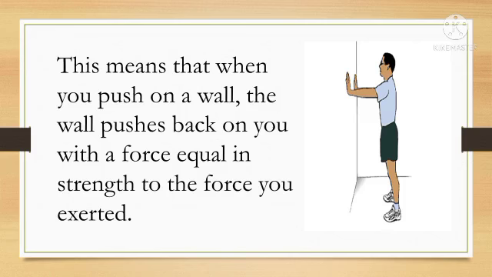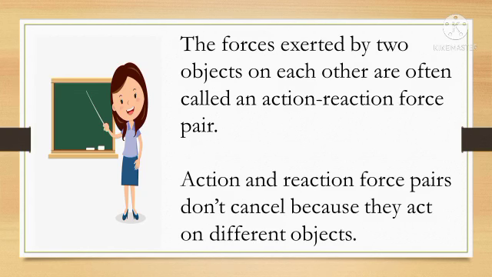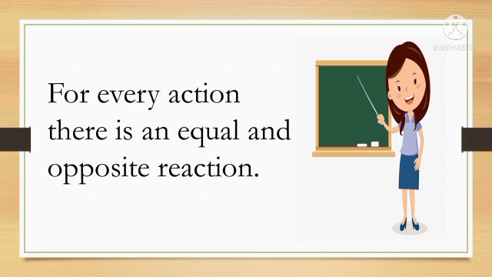This means that when you push on a wall, the wall pushes back on you with a force equal in strength to the force you exerted. The forces exerted by two objects on each other are often called an action-reaction force pair. Action and reaction force pairs don't cancel because they act on different objects. Right now, gravity is pulling you down in your seat, but Newton's third law of motion says your seat is pushing up against you with equal force. This is why you are not moving. There is a balanced force acting on you: gravity pulling down, your seat pushing up.